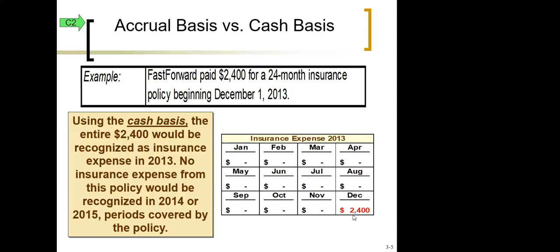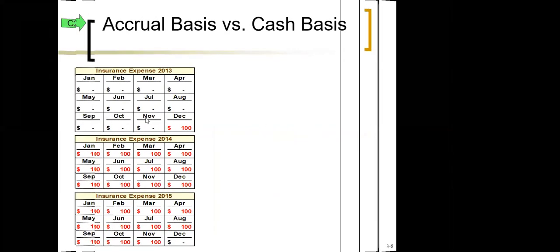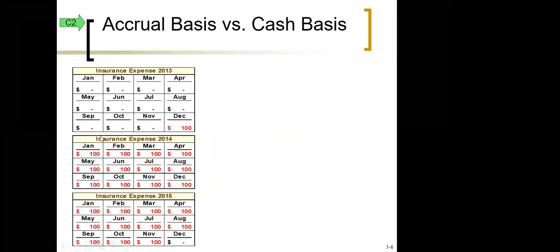If you tell me to adjust the whole 2,400, it's totally wrong. The 2,400 is for 24 months. So 2,400 has to be divided by 24, and then you will discover that the insurance for that month is only $100. So we have to divide it. $100 is for December. Next year is the whole 12 months. And in 2015 is only 11 months.